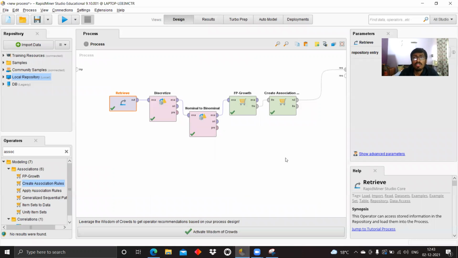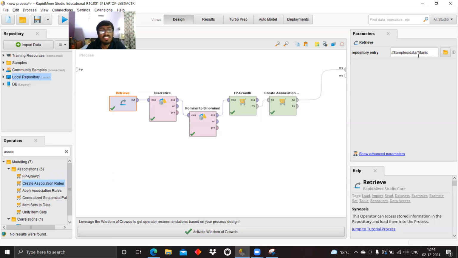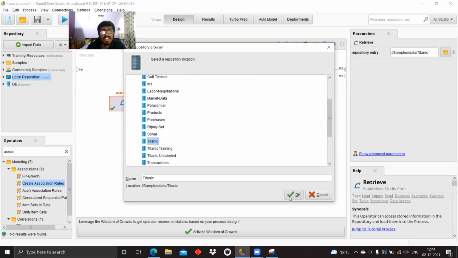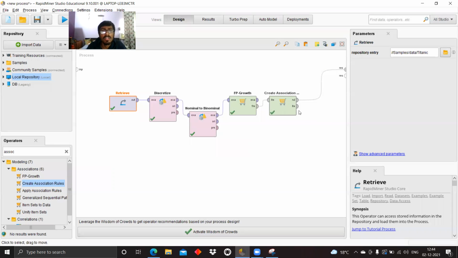Now we'll be moving on to the execution of our Apriori algorithm. The dataset I'll be using today is the Titanic dataset. Before we move forward, I'll be explaining what these panels mean. This is a repository which stores datasets. I have just entered, and by default you will see a lot of datasets in this. I have chosen the Titanic dataset with which we'll be performing our analysis.